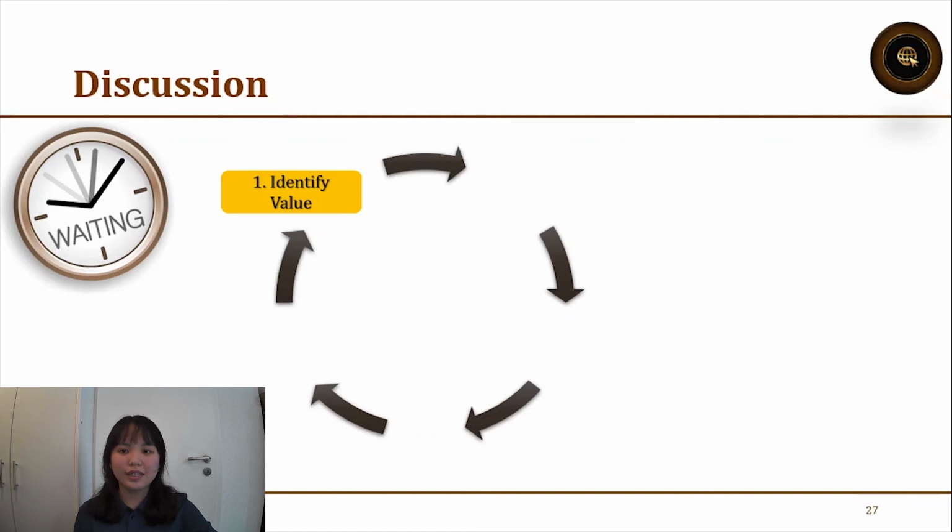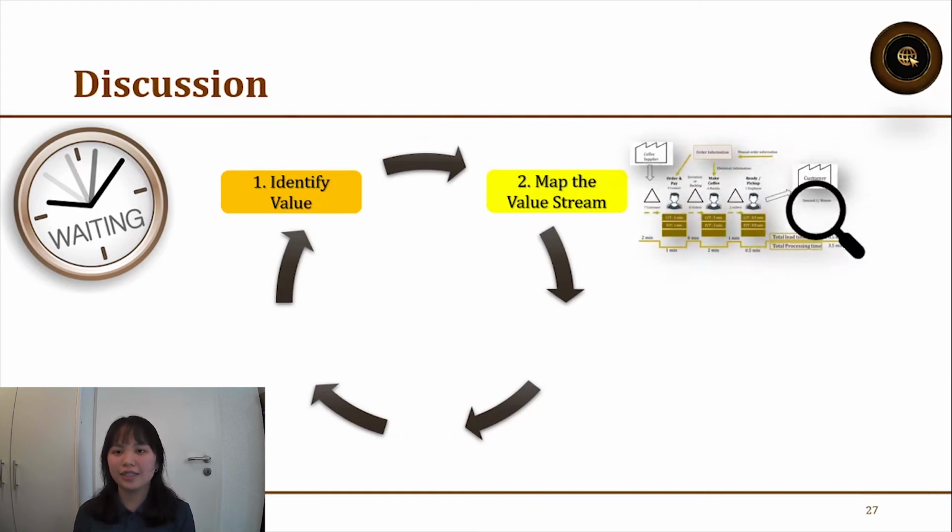And we discuss this value. After we identify the value, we map the value stream and we analyze all the processes, let's say more specifically at the cashier. From this value stream, we can easily find the waiting time and other wastes that could appear there. It could be waste of motion or waste of transport of the employee. We have to analyze with the value stream and then we can find it out.